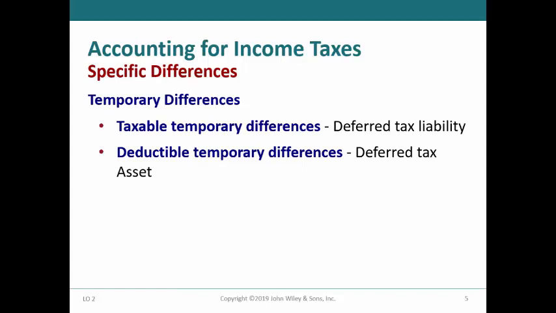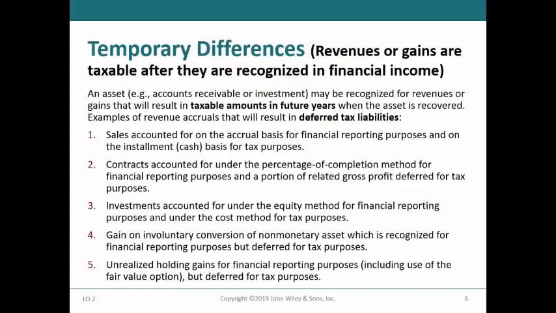Remember that temporary differences result because accrual basis accounting is used to report financial income per GAAP, and the modified cash basis is used to calculate taxable income per the tax code. This slide shows examples of revenue accruals that are made under generally accepted accounting, but the tax code does not require the revenue to be reported until a later date. These types of differences will result in deferred tax liabilities. Most of these you will have already studied in this class or previously.